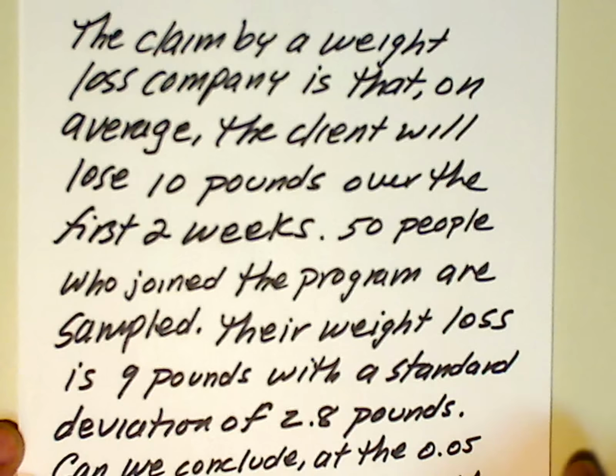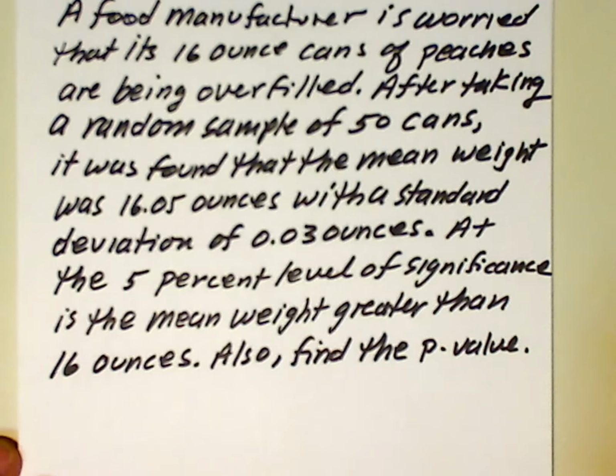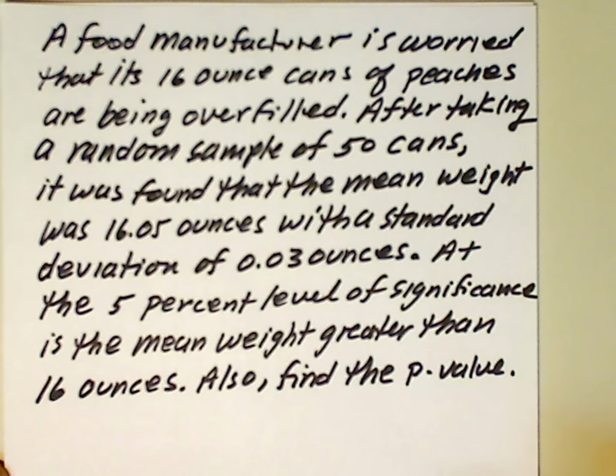So let's get to a problem. How about this one? A food manufacturer is worried that its 16-ounce cans of peaches are being overfilled. After taking a random sample of 50 cans, it was found that the mean weight was 16.05 ounces with a standard deviation of 0.03 ounces. At the 5% level, is the mean weight greater than 16 ounces? And we also want to know what the p-value is.